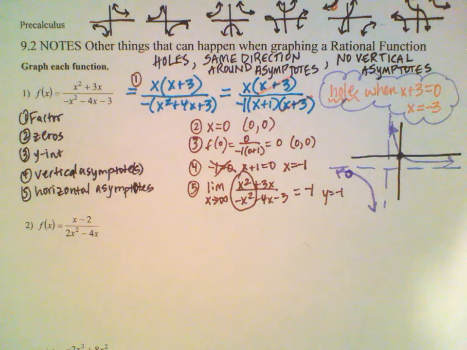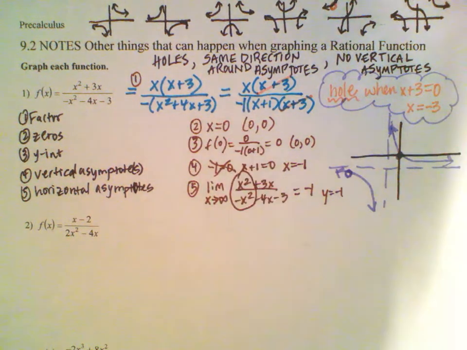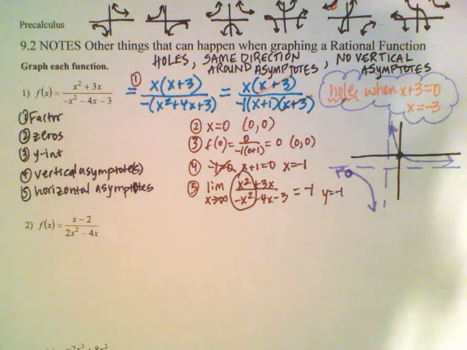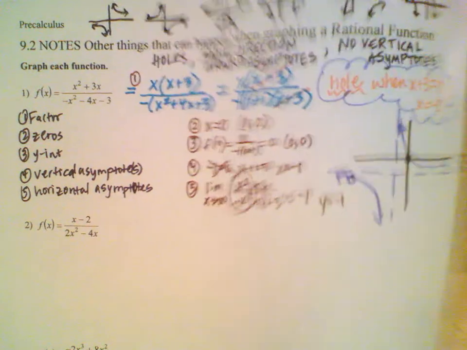Now you can have more than one hole in a graph. We might come across some instances where we have multiple holes in a graph. You could have so many holes that almost everything cancels out of your graph except for maybe a line. We'll see that situation. But basically it's the same as yesterday with just a couple little extra things that we have to consider. So let's move on to problem number 2.